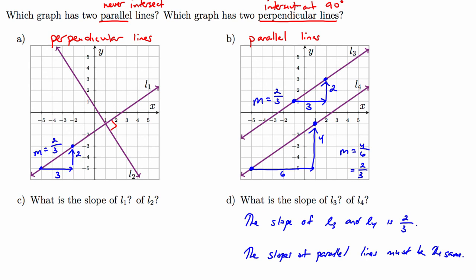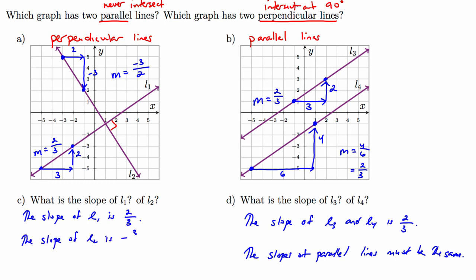On the other hand, on line 2, there's a nice point at -3, 5, and another point at -1, 2. To get from -3, 5 to -1, 2, I will need to move right 2 units, and I will need to move down 3 units. So I will have a rise of -3 and a run of 2. So to answer part C, what is the slope of line 1? The slope of line 1 is 2/3. And the slope of line 2 is -3/2.